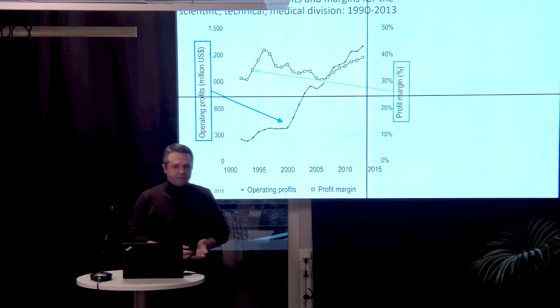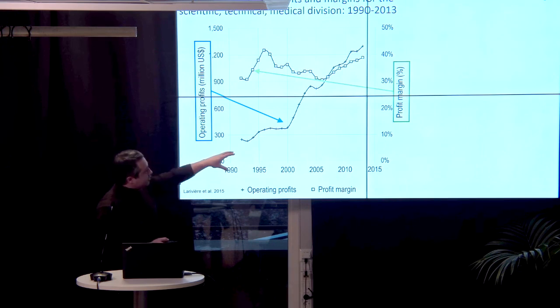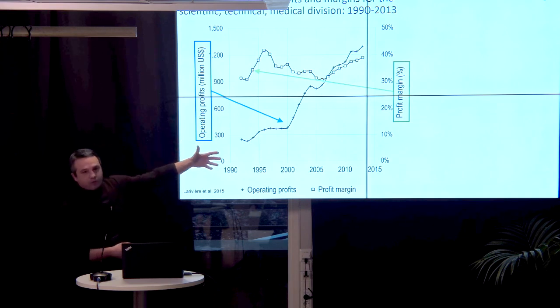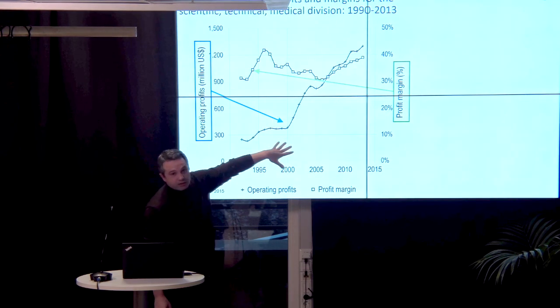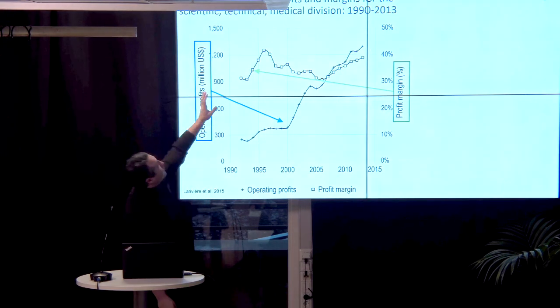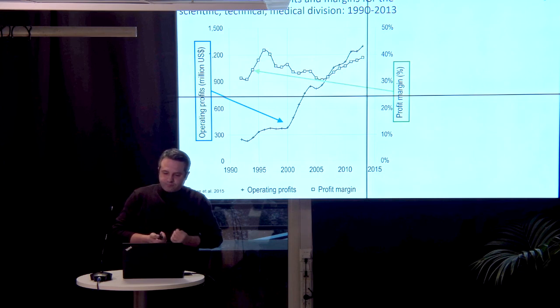We can see in this picture Elsevier's operating profit and margins for the scientific, technical, and medical division over a period of approximately 20 years. So this sector has always been extremely profitable if we look at the profit margins. But what changes in this period is also the absolute profit, the operating profits, which kicked up around the 2000s and reach billions for Elsevier alone. So one may wonder, why is this industry so profitable?